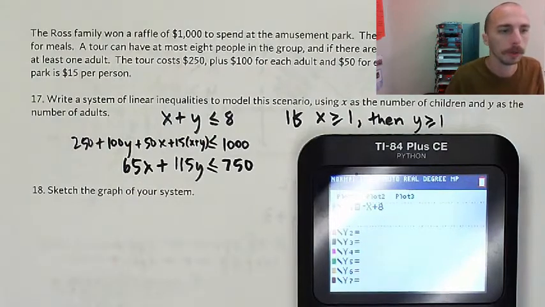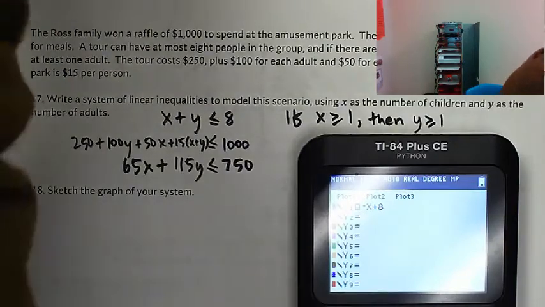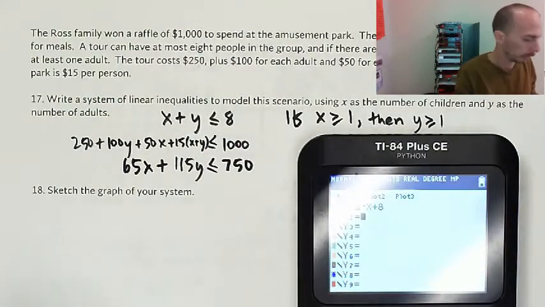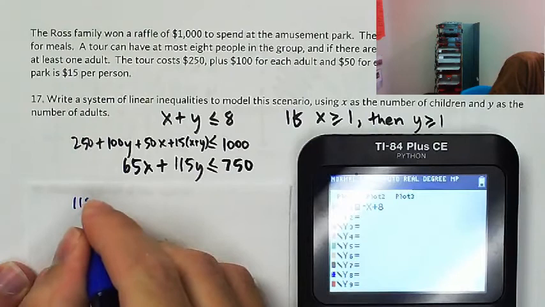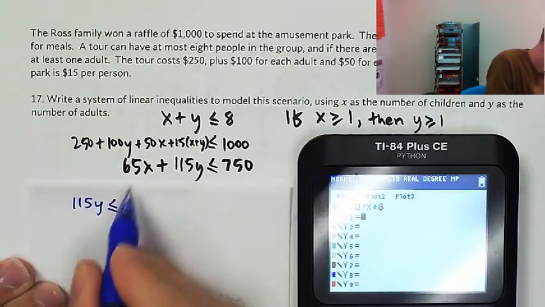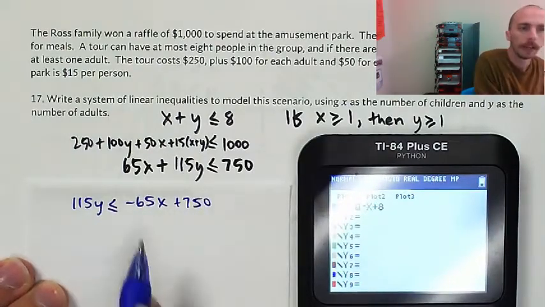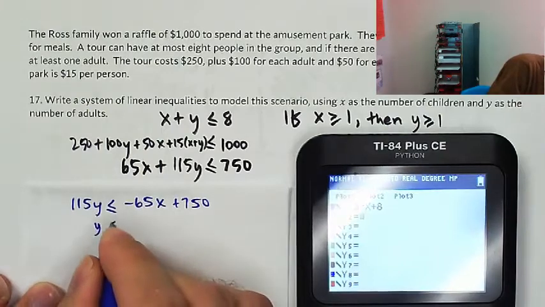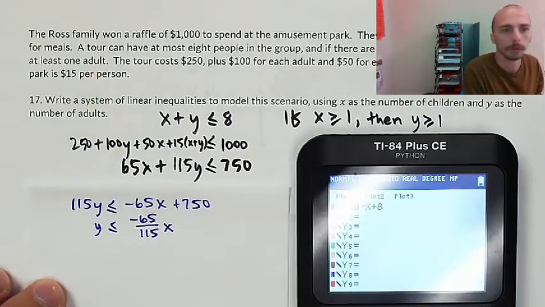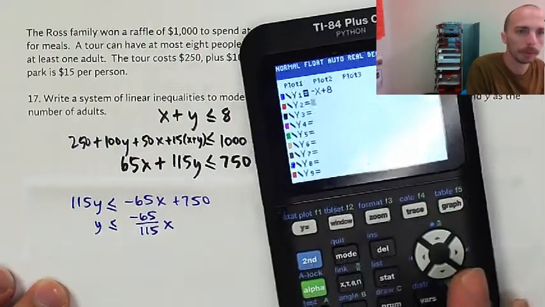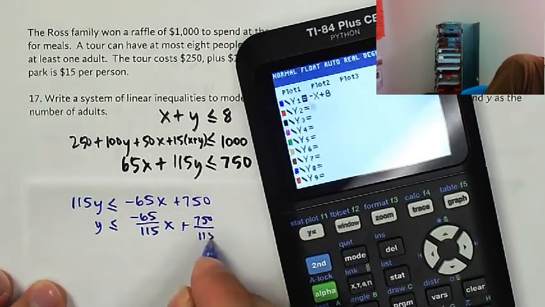Okay, hold on, I got somebody else at my door. And then if I was to solve for y on this other inequality, I have to do some algebra, right? So I'm going to solve for y. I'm going to subtract 65x from both sides. Less than or equal to negative 65x plus 750. And so I would solve for y by dividing everything by 115. Obviously it can reduce, they're both multiples of 5, but I don't know how it would reduce. Okay, put that there, and then plus 750 divided by 115.